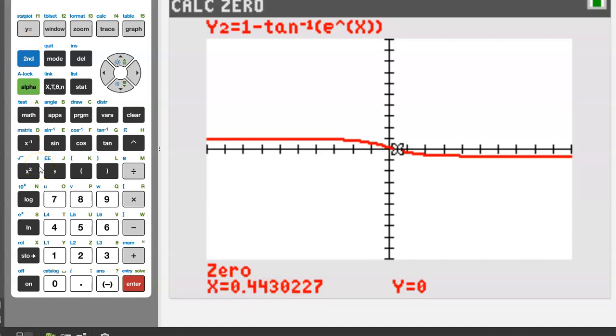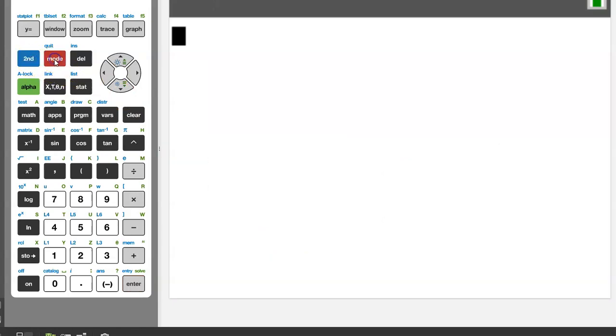Before we go on to the last part of this problem, I want to show you how to store this value into memory. If we need to use it again, we're not going to want to use 0.443 because that's rounded and it will cause too much error. So we can either manually type in all of these numbers, or you can use the trick that I'm going to show you now. I'm going to quit my way out of this graph by hitting second quit.